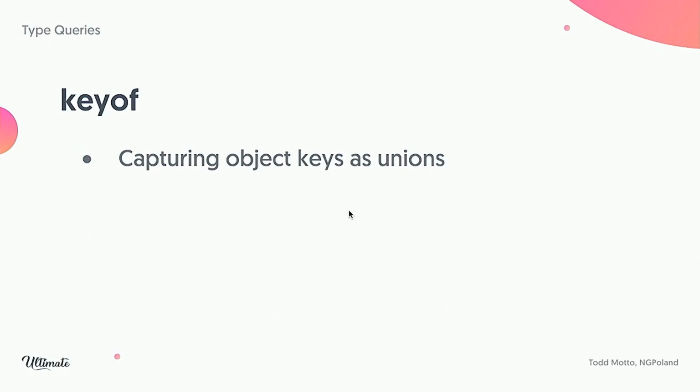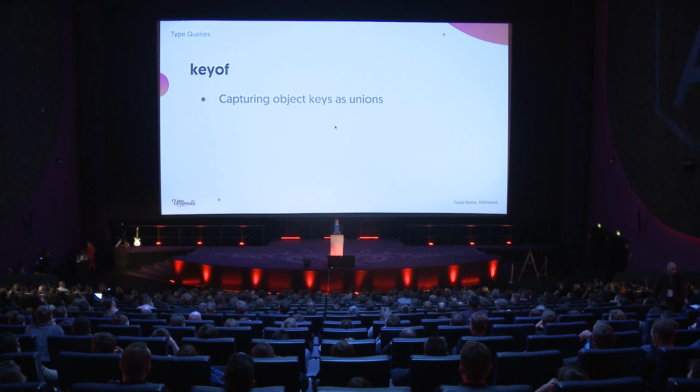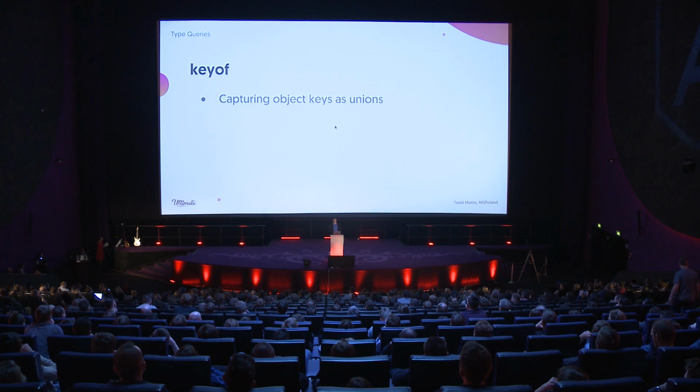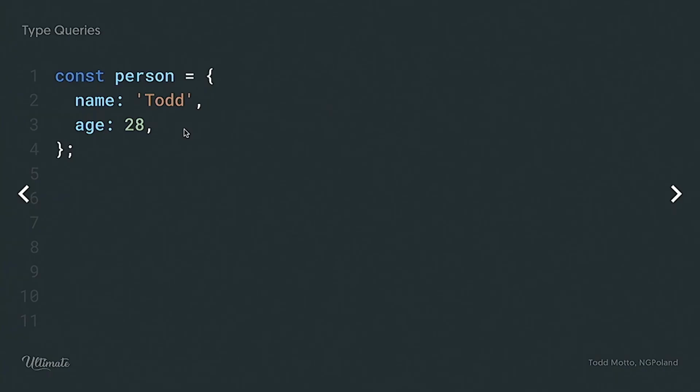This does get cooler. So keyof is very clever, and it's probably the coolest one of the two, so we'll save it for last. We have these things called union types, and using keyof allows us to capture the object keys and we get given a union type. So I've actually aged since the first slide where I was 27, but I'm actually 28 now.